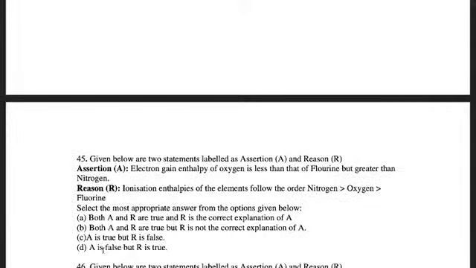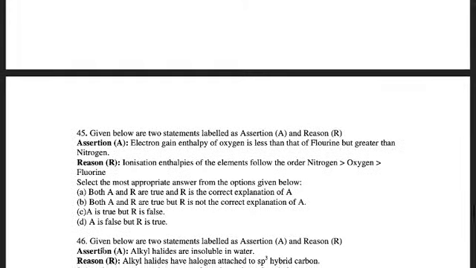Question number 45. This is an assertion-reason question. Given below are two statements labeled as Assertion A and Reason R. Assertion A: Electron gain enthalpy of oxygen is less than that of fluorine, but greater than that of nitrogen. Reason R: Ionization enthalpies of elements follow the order nitrogen greater than oxygen greater than fluorine. Select the most appropriate answer from the options given below.